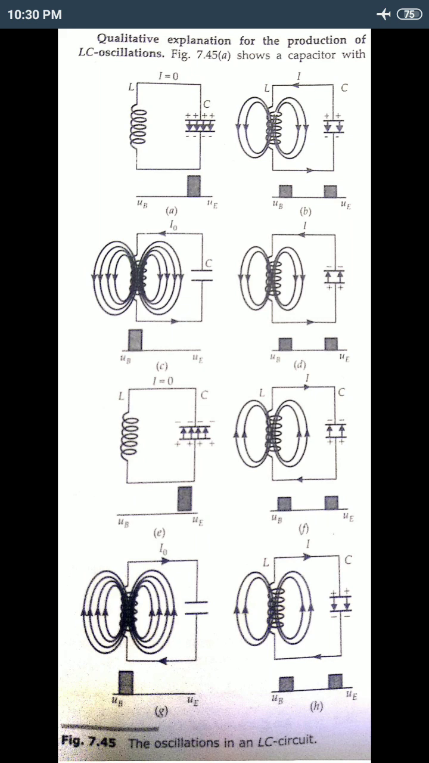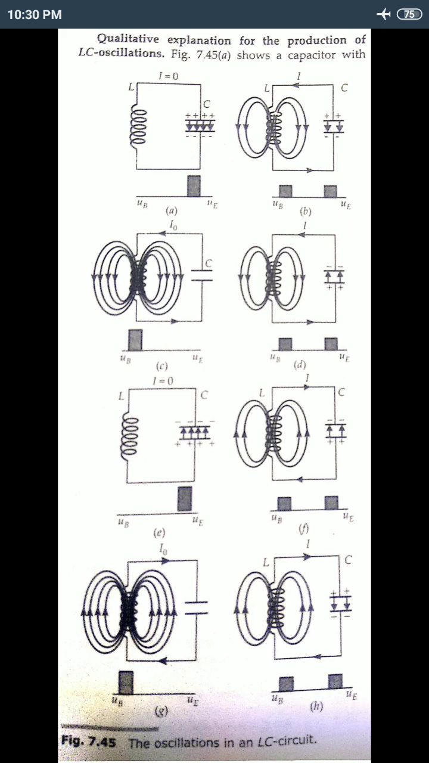So in figure E, you see that no magnetic flux is linked with the inductor, and the capacitor plate is fully charged, but in the opposite direction compared with the first figure. In the first figure, the first plate is positive and the second plate is negative. Here the upper plate is negative and the lower part is positive. That means the direction is different compared to the first one.